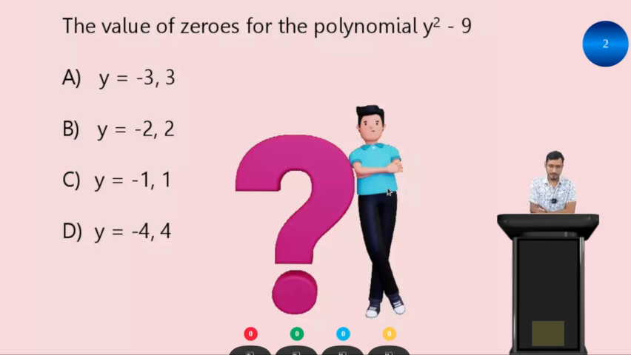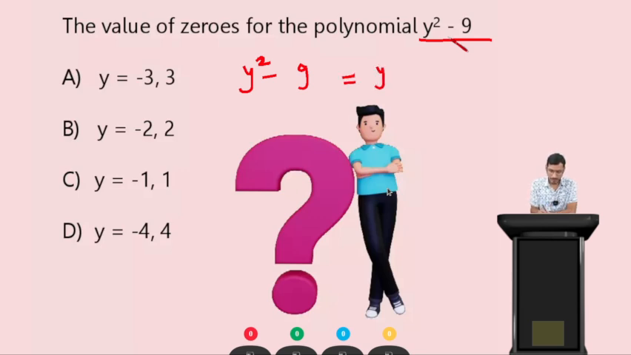Okay, the value of zeros of the polynomial y square minus 9. Okay students, time's up. The right answer is here. You can see the polynomial is y square minus 9. So we can write y square minus 9 as y plus 3 and y minus 3.